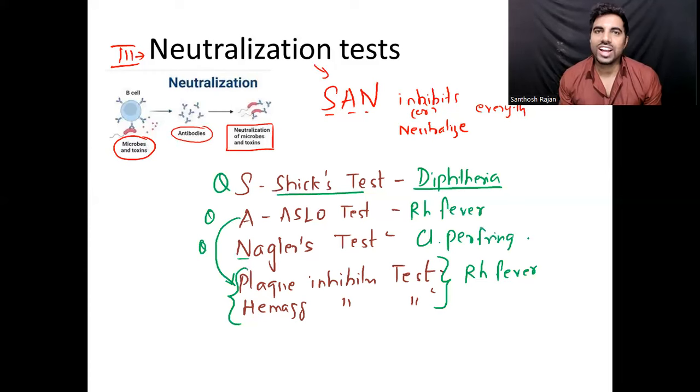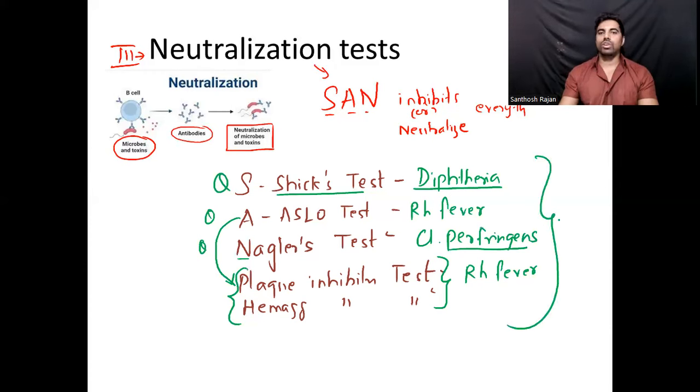For Mr. Perfect Naga, if you remember, that's a neutralization test. Even NN is their clue, if you forgot. So these are the tests for neutralization. Who is neutral? Santosh is neutral. Dr. Santosh, me, I'm a neutral guy. Remember like that.